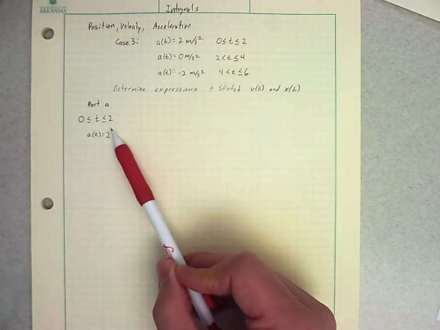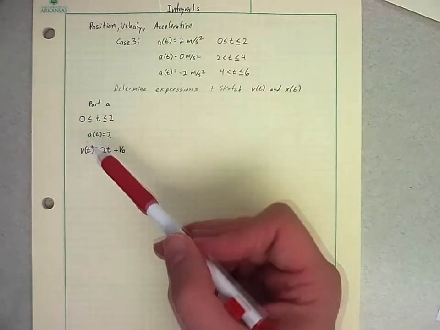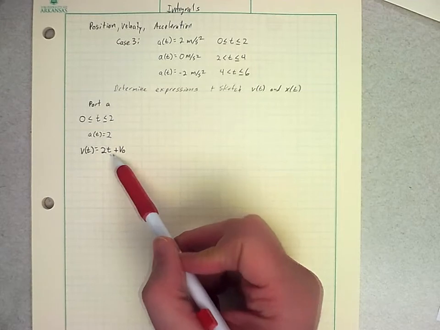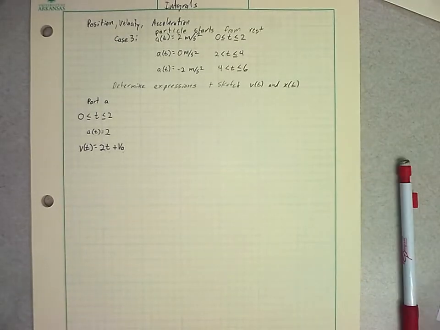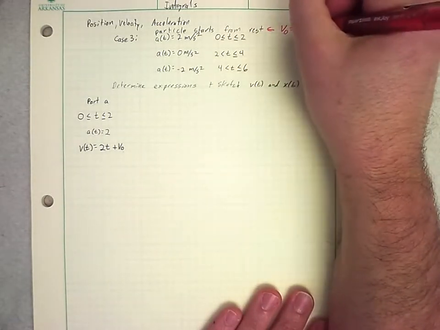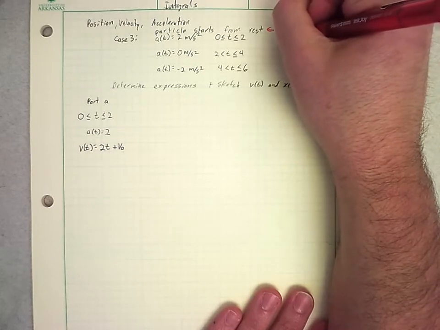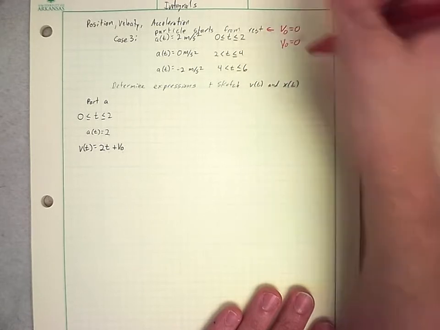So when we start from 0 to 2, we know acceleration is 2. We know from the equations that we derived before that for a constant acceleration, the velocity is going to be whatever that constant acceleration is times t plus the initial velocity. It tells us from the question, which I didn't write on here, that it starts at rest. So if it starts from rest, we can assume that v0 is going to equal 0 at the beginning, and the initial position is going to be 0.